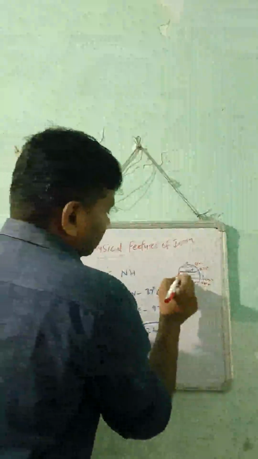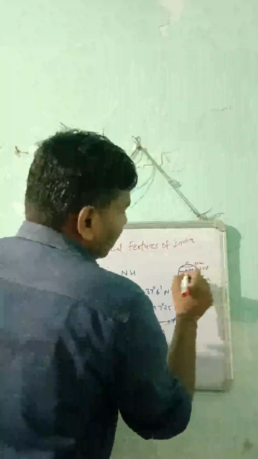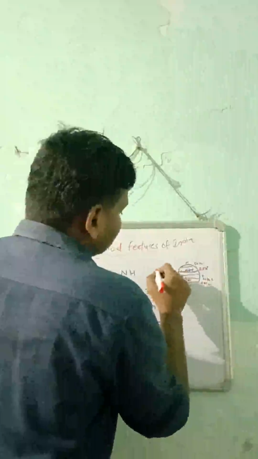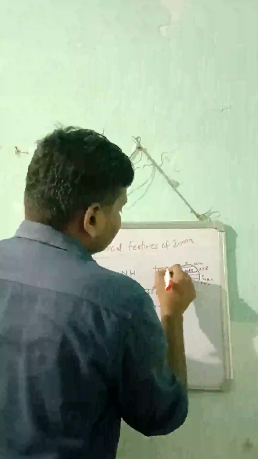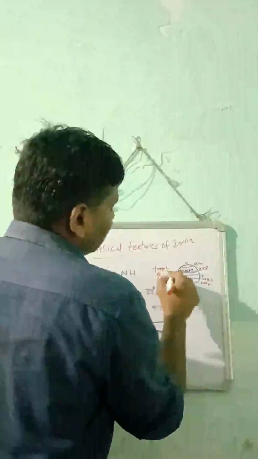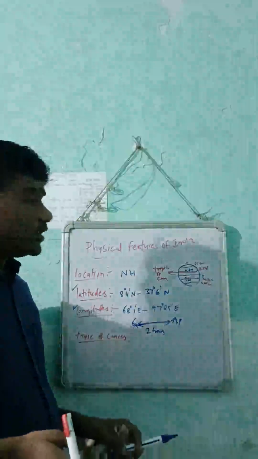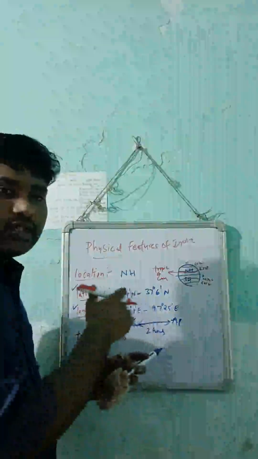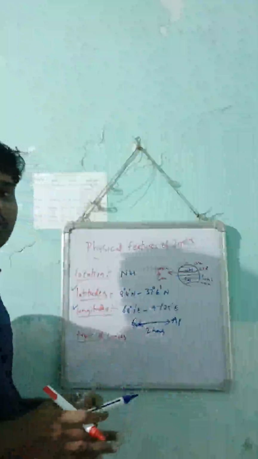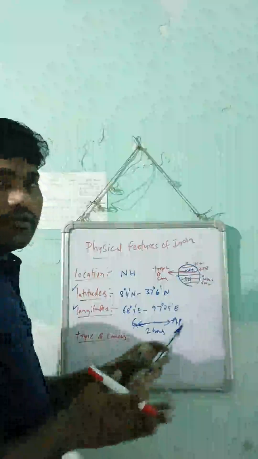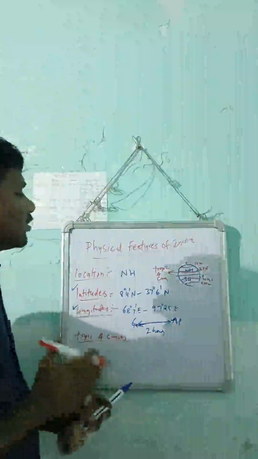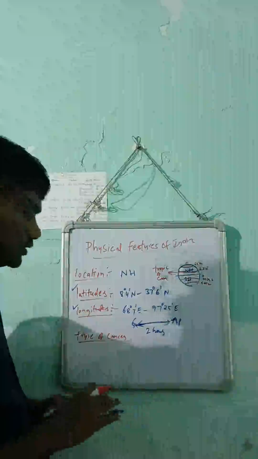The 23.5 degree north latitude is the Tropic of Cancer. The Tropic of Cancer passes through India and divides India into two equal parts.